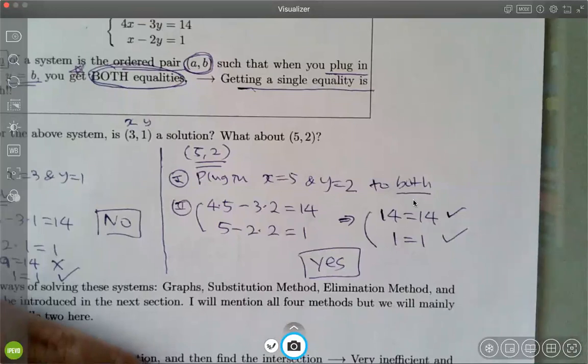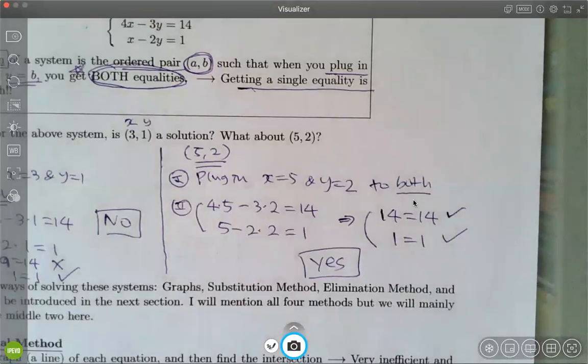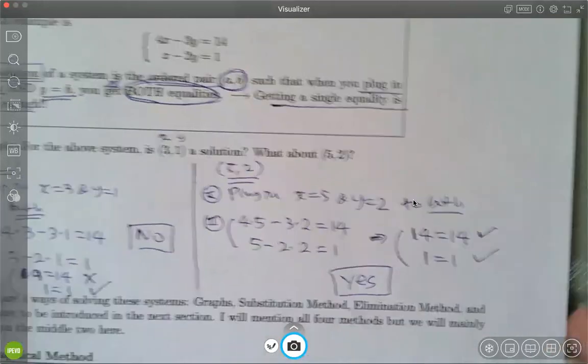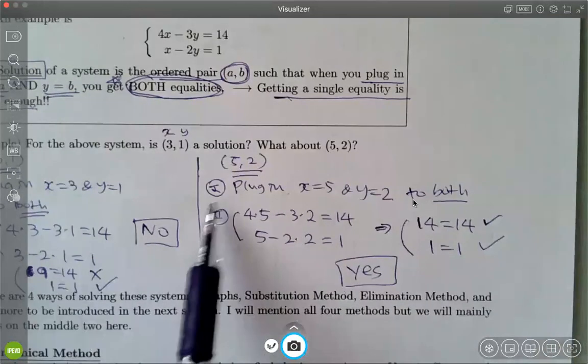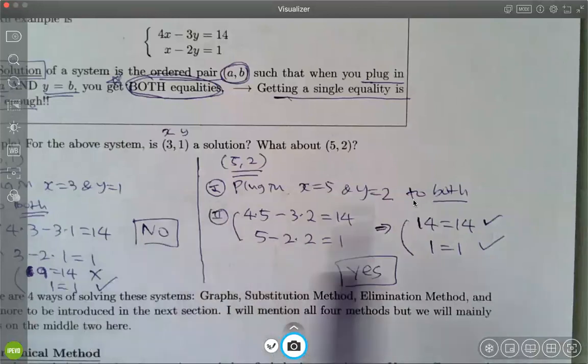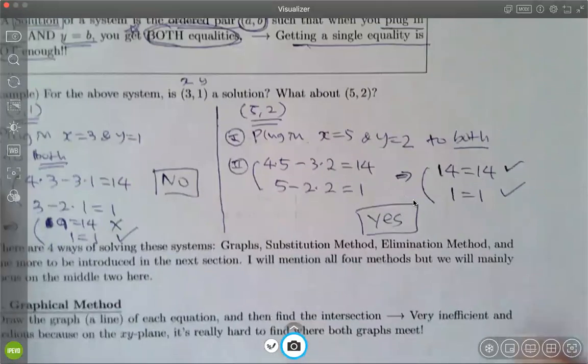Okay, so that is the first example. Now, how do we solve any system of equations? Here we just had to verify whether something is a solution or not, but in general, how do you solve the system? And there are 4 methods.